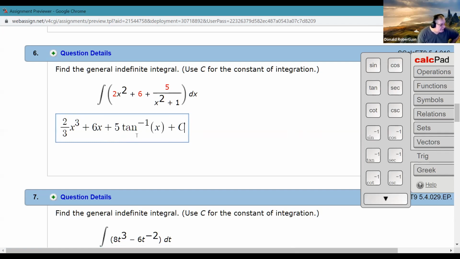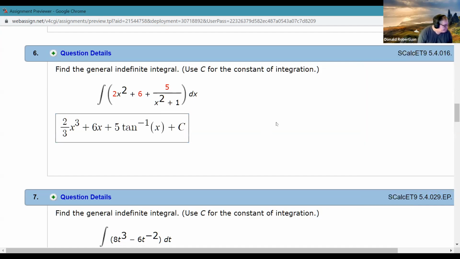If you try and type in tan to the power of minus 1 x, sometimes WebAssign just goes, oh, you want me to take a tangent to the power of -1, which is not the same thing as inverse tan. So whenever you have to do inverse sine, inverse cosine, inverse tan, you hit the trig button and make sure you hit that one. And that makes WebAssign happy. And when it's happy, we are happy.